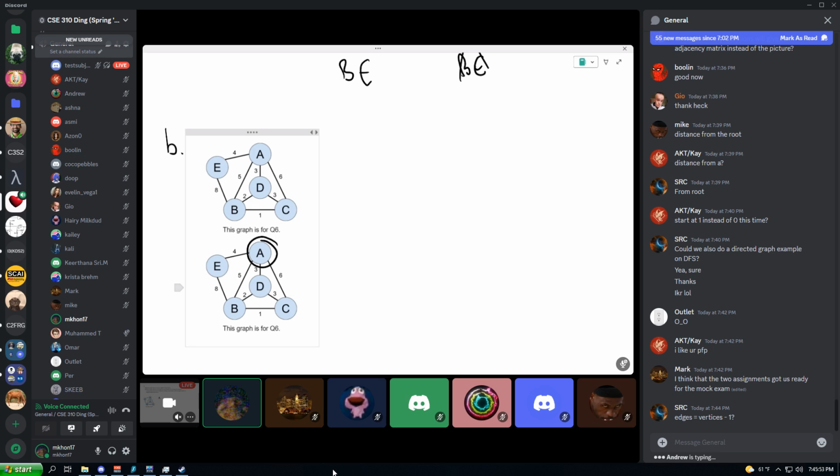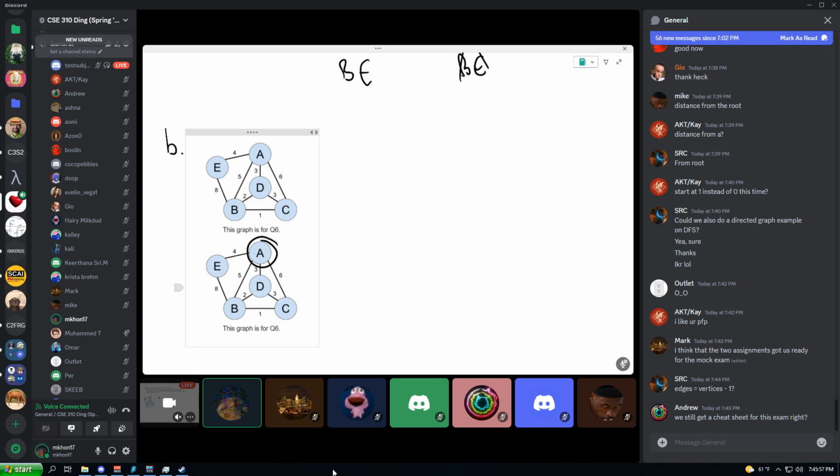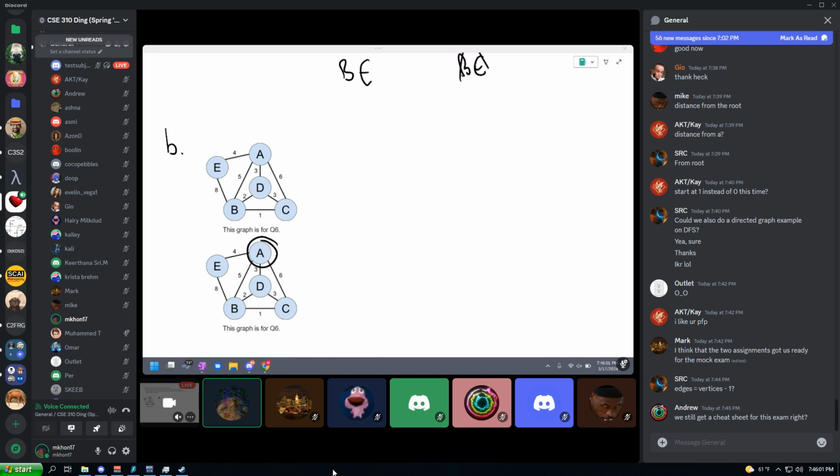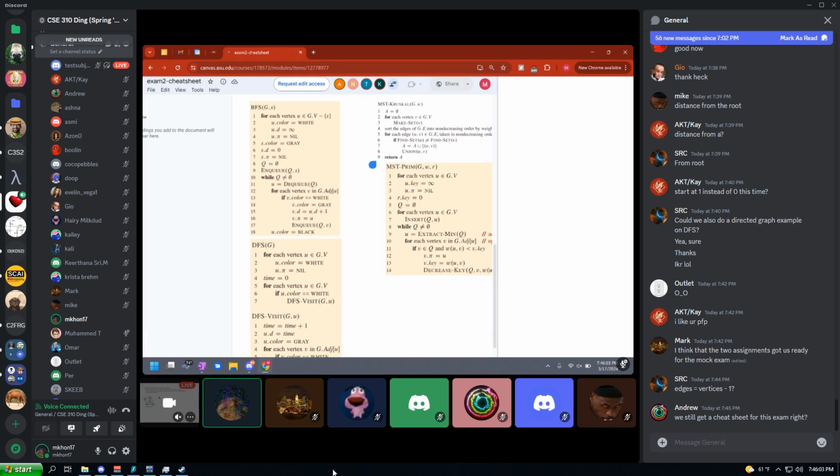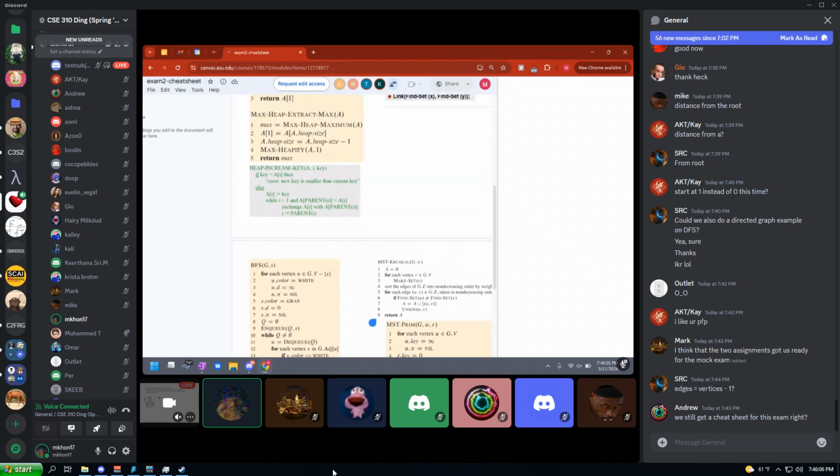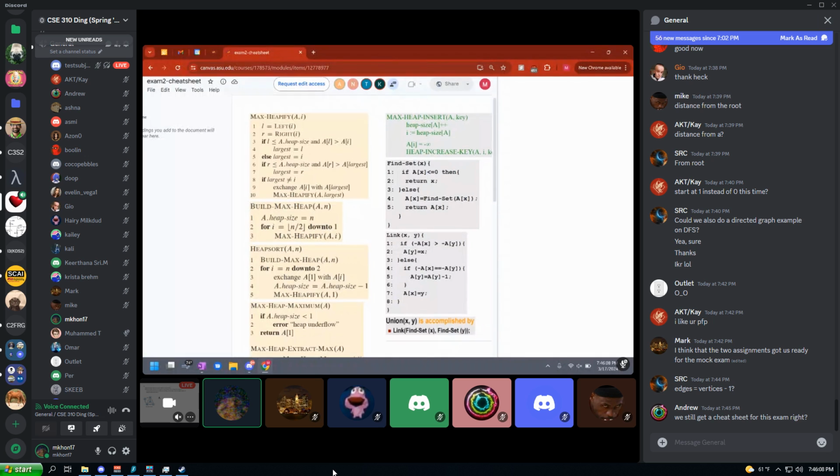That will hopefully get you to the easiest paths possible. So that's what we're gonna do. So we still get a cheat sheet for this exam. I mean, yeah, you get this cheat sheet here, which just has all the pseudocode for every function we had.